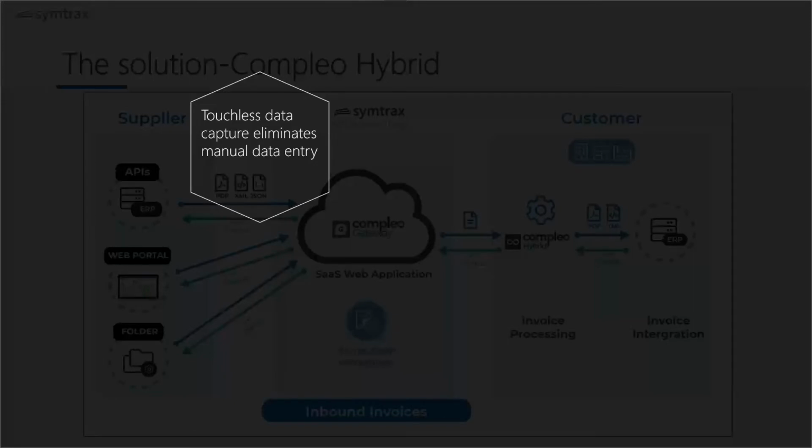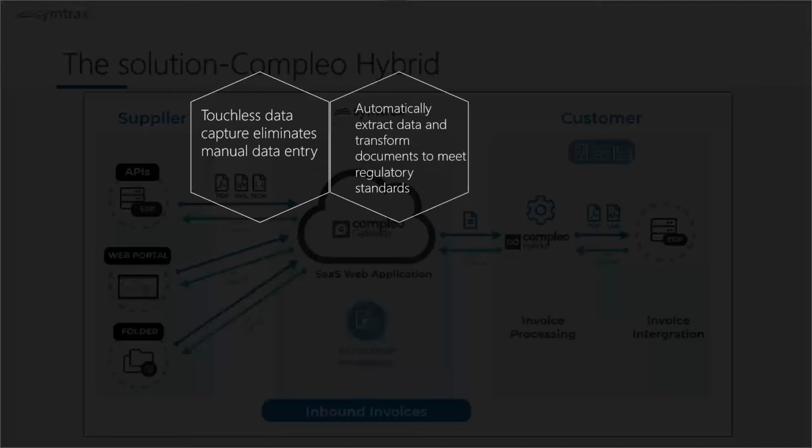Automating your accounts payable process means there won't be any manual data entry. This means that there won't be any duplicate entries and there won't be any duplicate payments. And you can free up your accounts payable team members as well. And you'll be able to meet the regulatory standards.